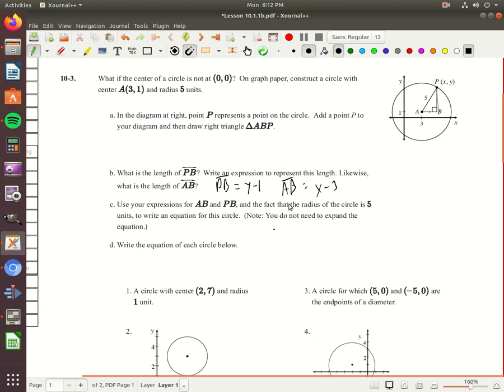It says use your expressions for AB and PB and the fact that the radius of the circle is 5 and write the equation. Well, it's this squared plus this squared, because this is distance. Whatever x minus 3 squared plus whatever y minus 1 squared should be equal to 5 squared. So now we've written the equation of a circle when the center isn't at the origin, or isn't 0, 0.